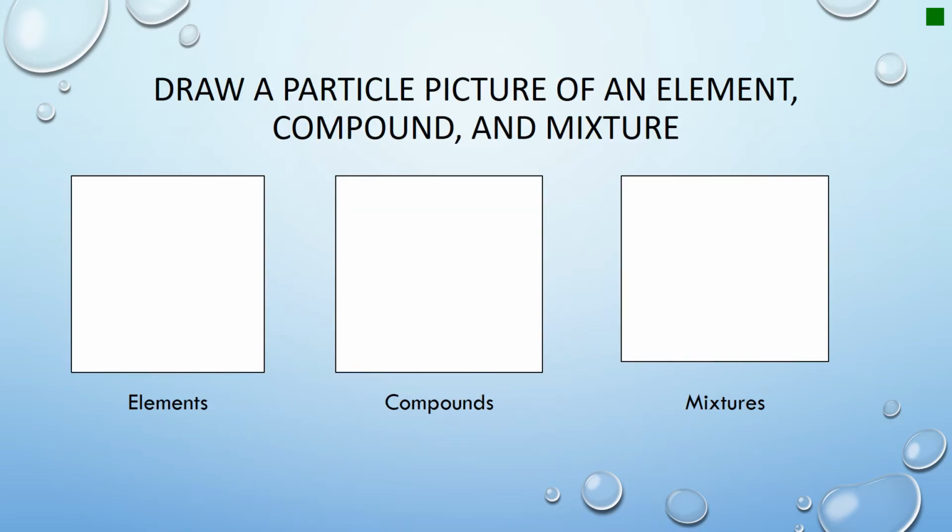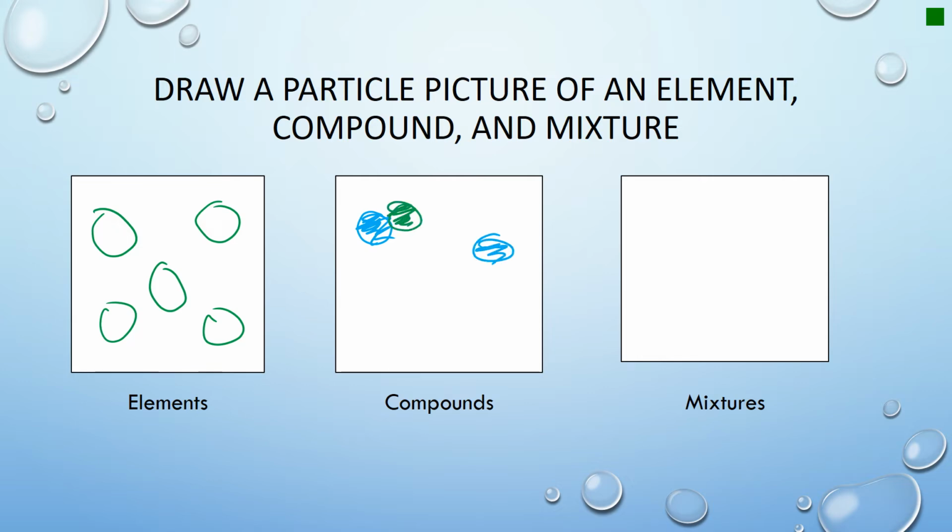All right, so let's try to draw a particle picture of an element, a compound, and a mixture. So we've got an element. Okay, I'm going to draw one single element. Okay, here we go. That's elements. Okay, now we've got a compound. So a compound has two or more elements chemically bonded. Okay, so notice that those are two different ones. All right, you got that. We'll do one more.